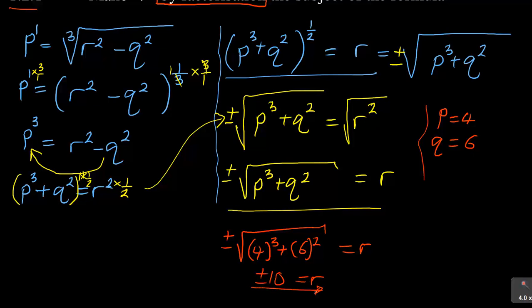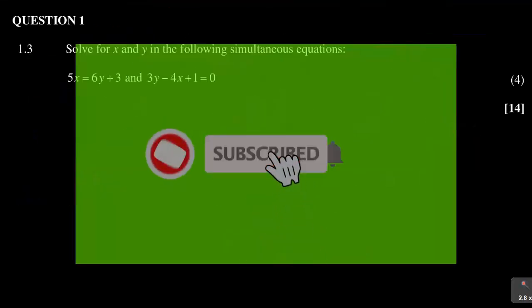Just that they did not explain what R was, but usually if it is the radius, then you're only going to focus on the positive there. So that is how you solve these two questions.